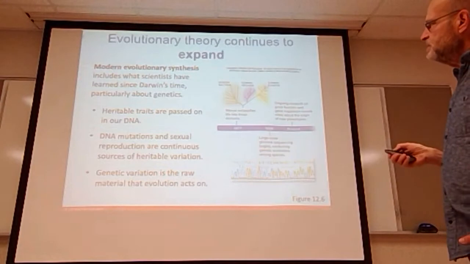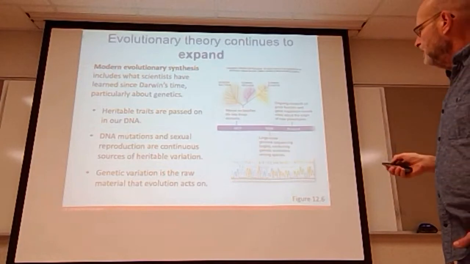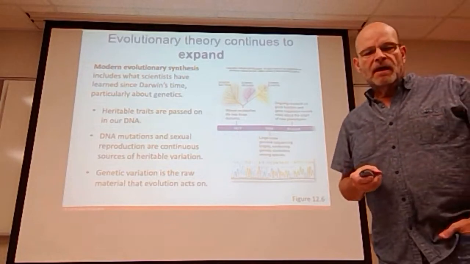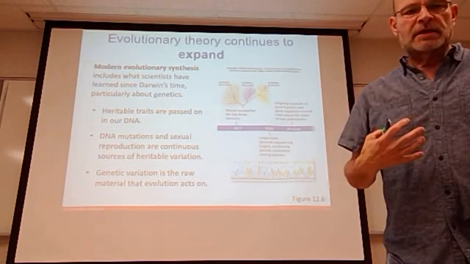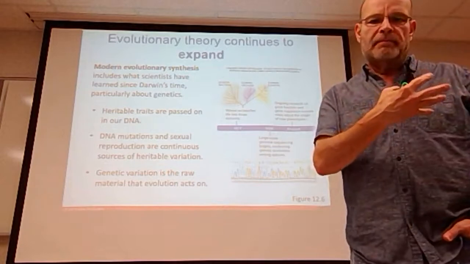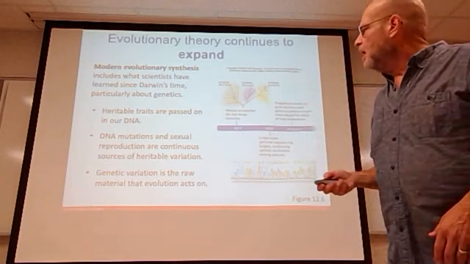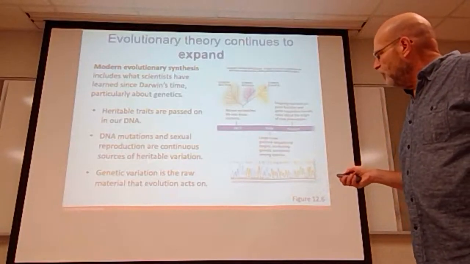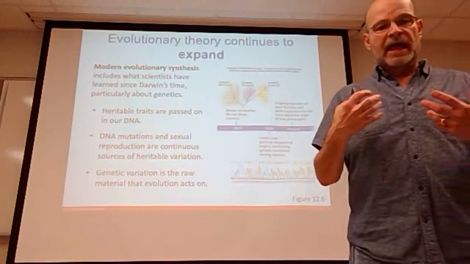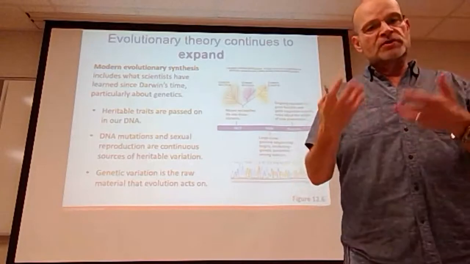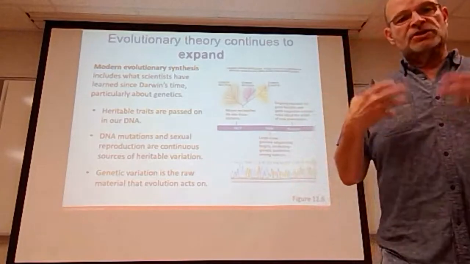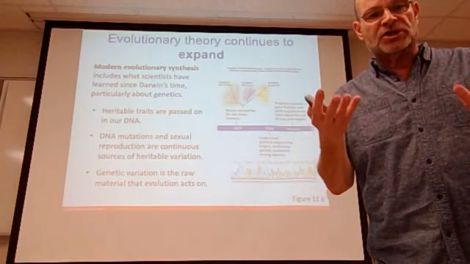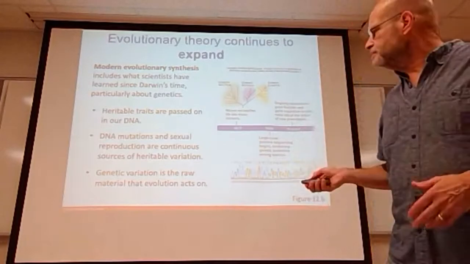The modern evolutionary synthesis, which began in the early 1970s, showed that heritable traits are passed on in our DNA. I have traits, my wife has traits, we made babies, and those babies have traits. DNA mutations and sexual reproduction are continuous sources of heritable variation. My DNA duplicates, there's a mutation that occurs, I pass that mutation on to my offspring, and guess what? The human genome has just evolved.